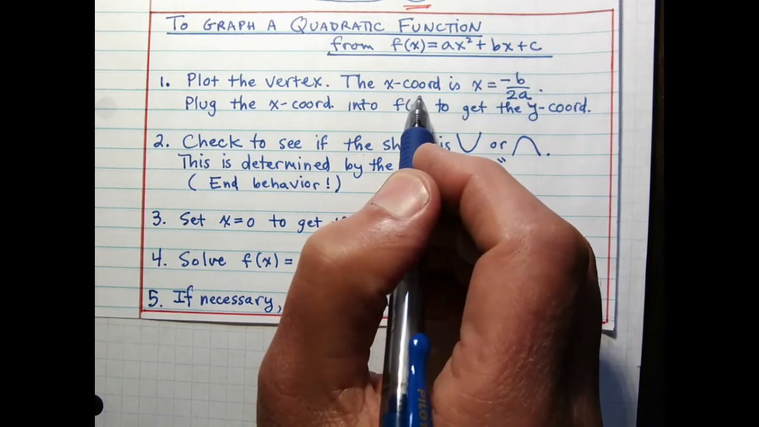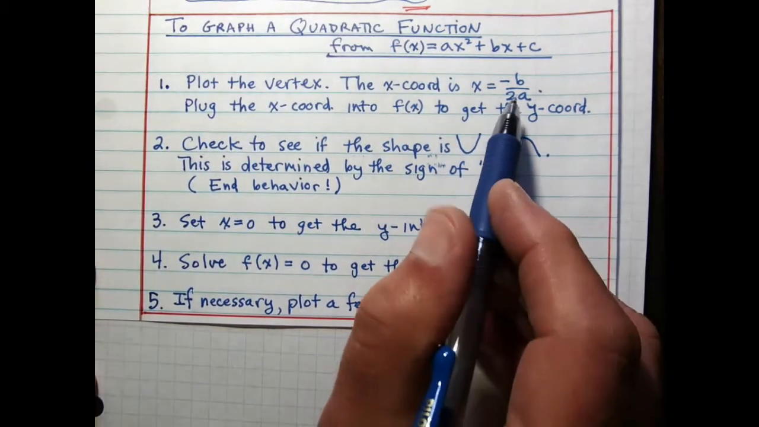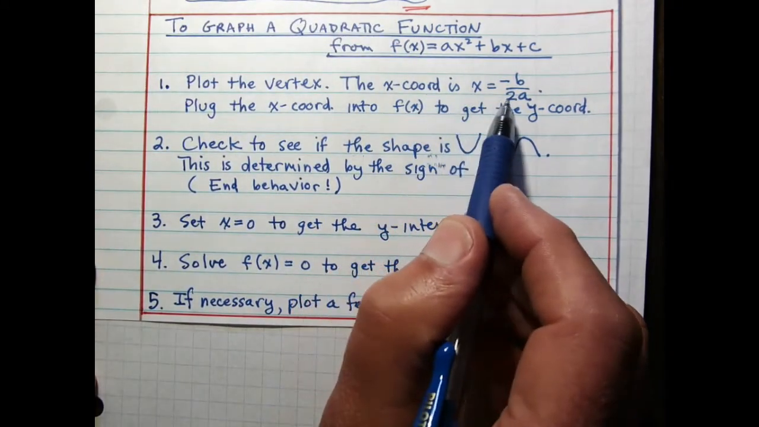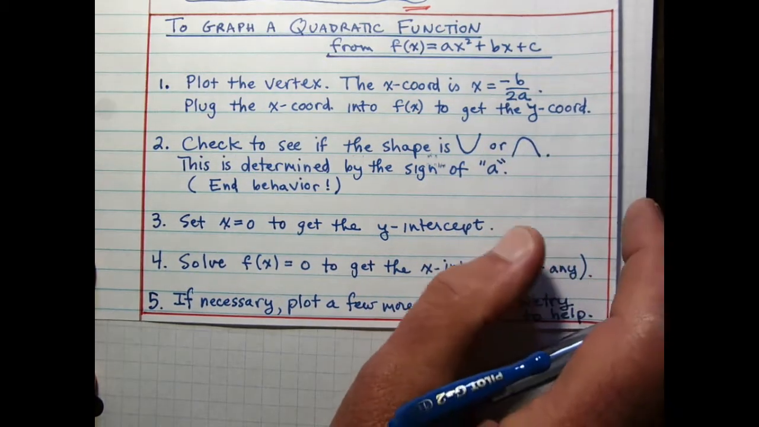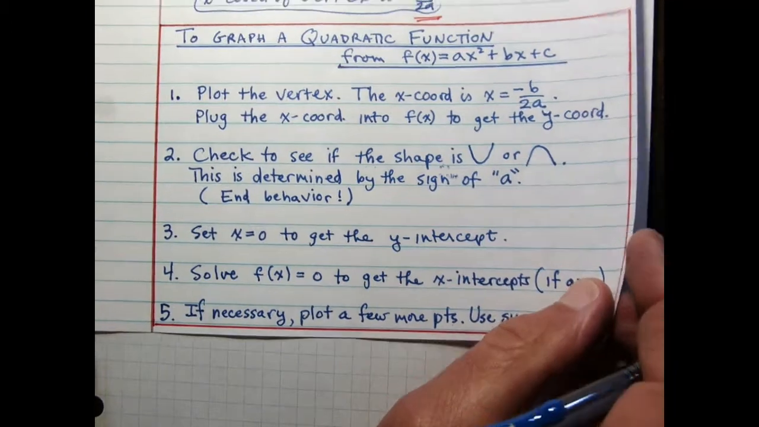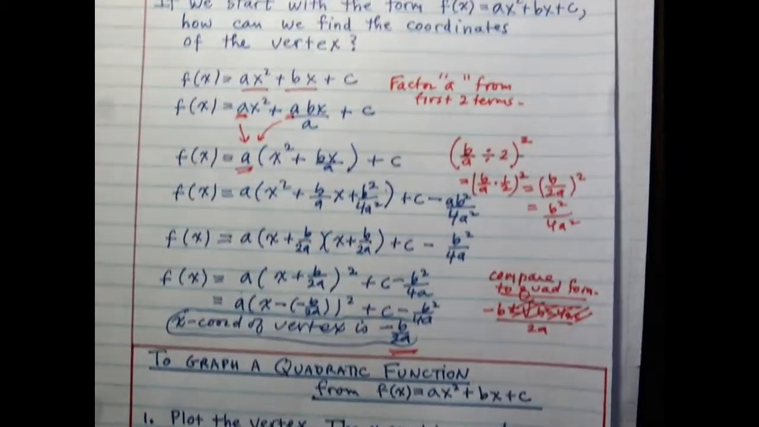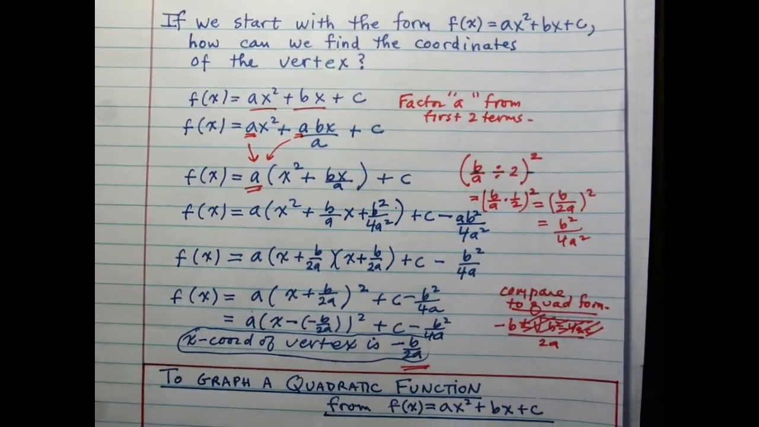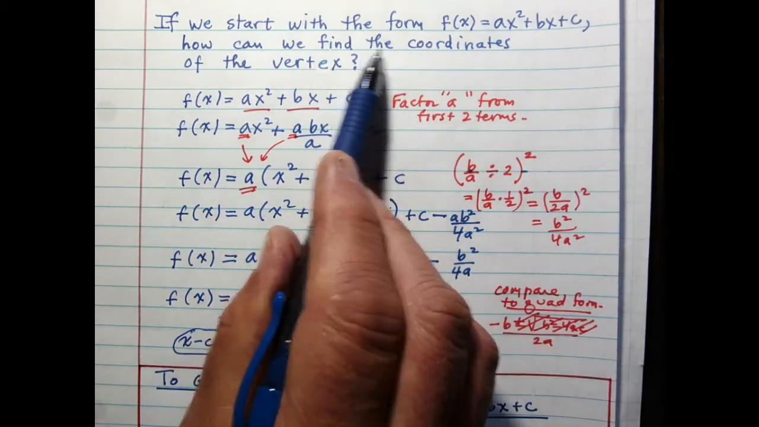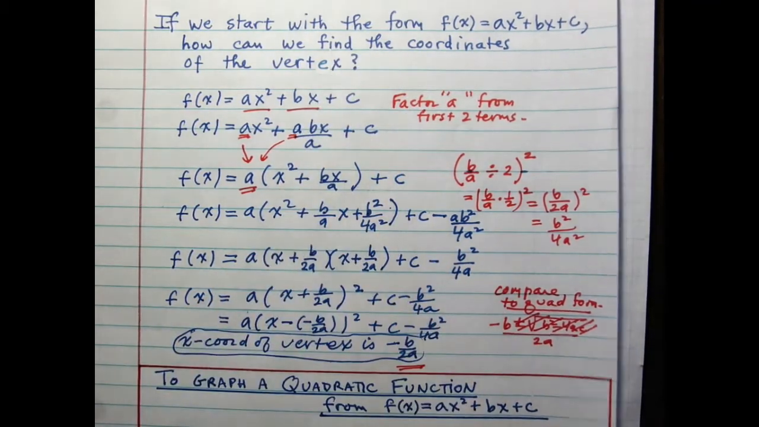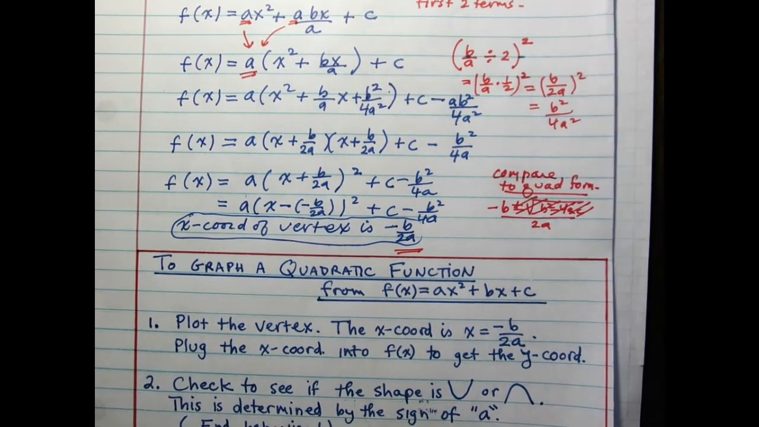And you can just use a formula that we just derived in the previous video. The x-coordinate of the vertex is given by negative b over 2a. Very handy-dandy little formula to know. And by the way, how do you get the y-coordinate? Because we didn't fully answer the question in the previous video, where I said, how can we find the coordinates of the vertex?